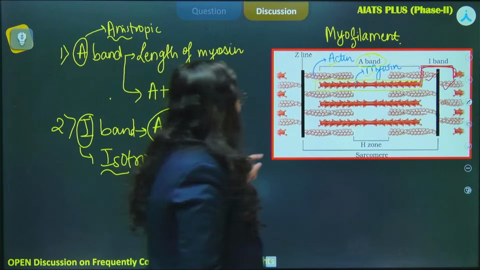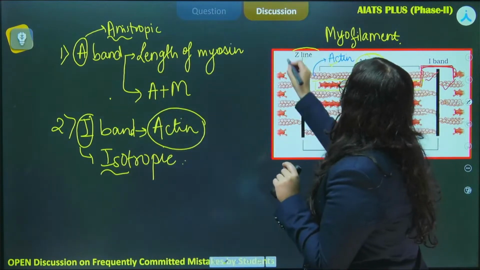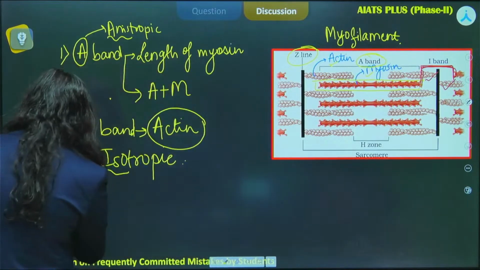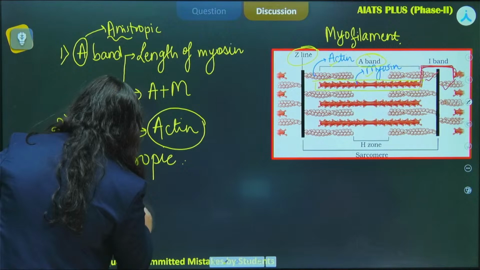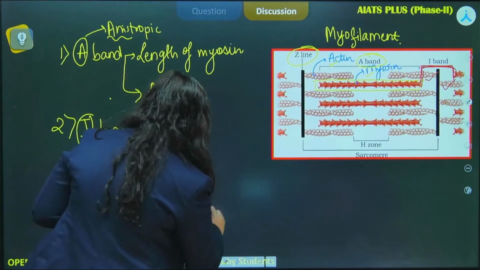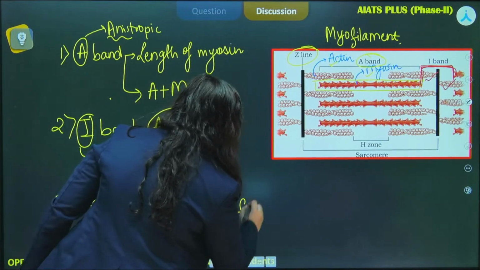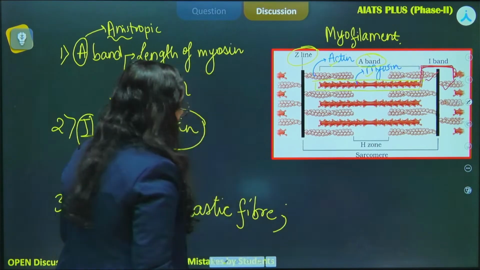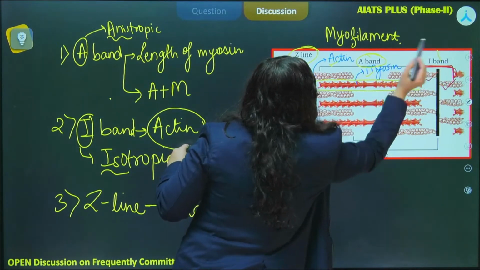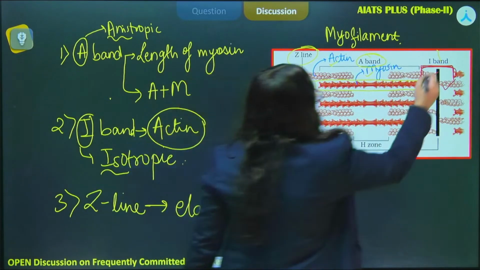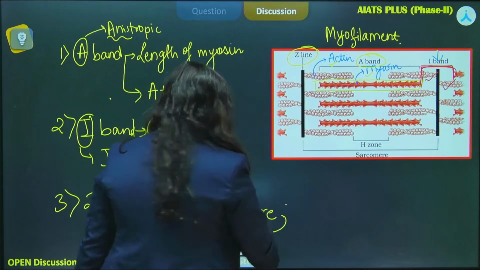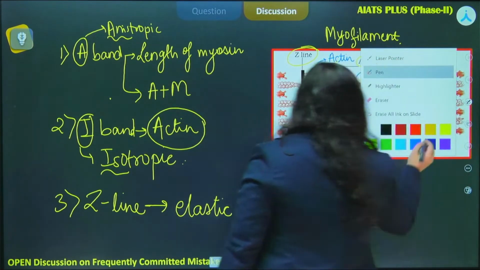All right. So now we move on to our next labeling, which is the Z line. So Z line is basically one elastic, I would say, fiber which is bisecting the I band. You can see that it is passing through the I band. So Z line is passing through the I band. So we can say that it is bisecting the I band.